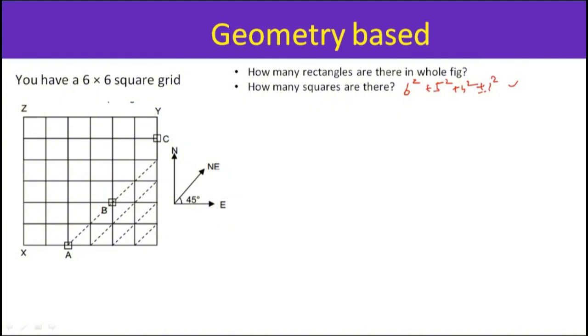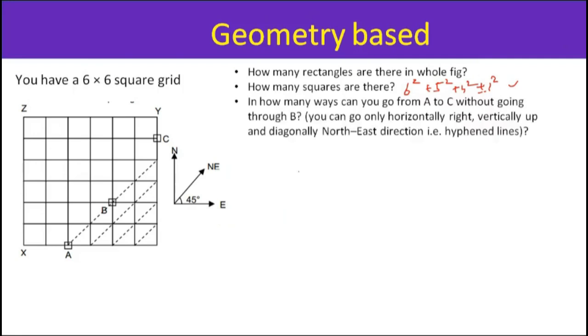Everyone, how do you find the number of squares? 6 cross 6 plus 5 cross 5 plus 4 cross 4 till 1 cross 1. Then third, in how many ways can you go from A to C without going through B? You can only go horizontally right, vertically up, and diagonally northeast. Try this. A very good question.